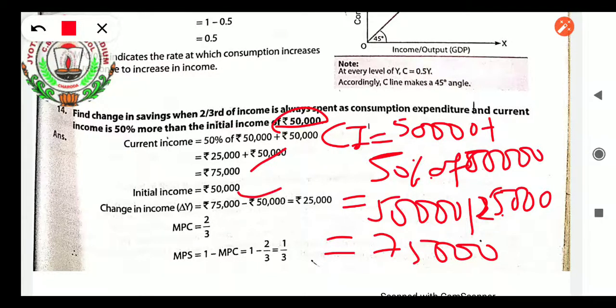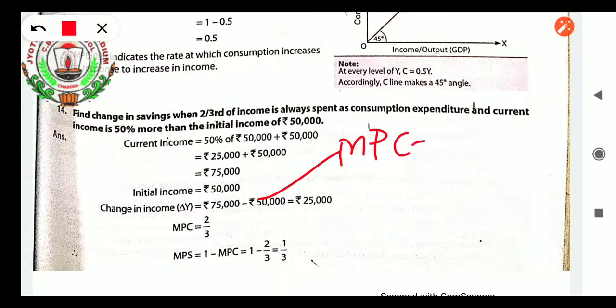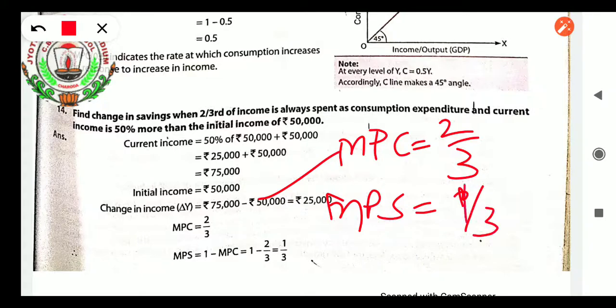75,000. Initial income how much? 50,000. Change in income is 75,000 minus 50,000, so 25,000 is the change in income, delta Y. Now, what is the marginal propensity to consume? It is given as 2/3. Definitely, marginal propensity to save equals 1 minus 2/3, which is 1/3. Definitely 1/3 of income is saved.